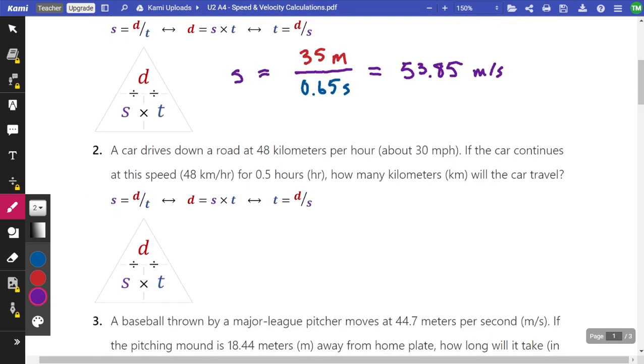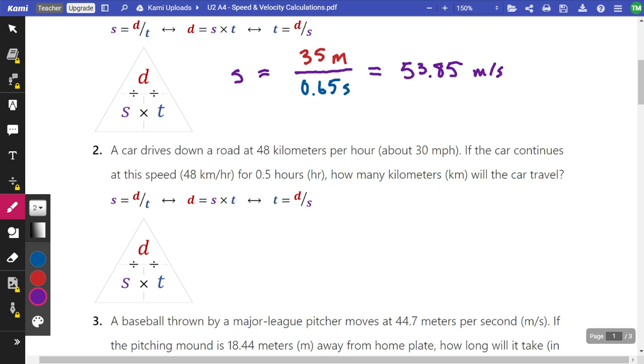Okay, a car drives down a road at 48 kilometers per hour, which is about 30 miles an hour, if you want to have a reference point here. If the car continues at that speed for 0.5 hours, how many kilometers will the car travel? That's what we want to figure out.